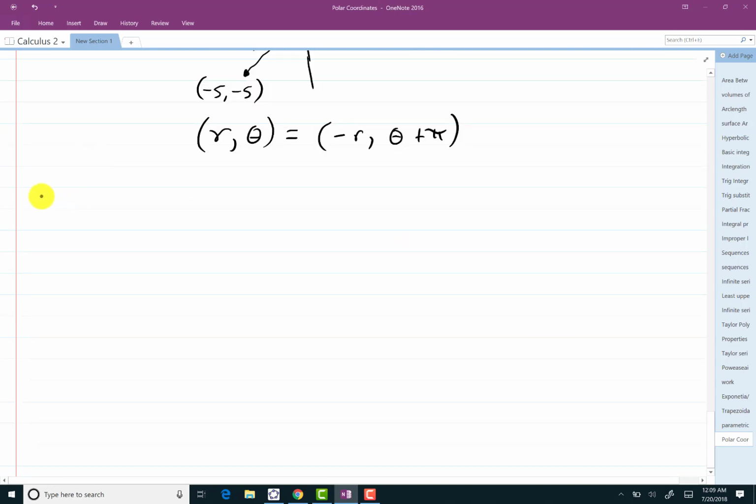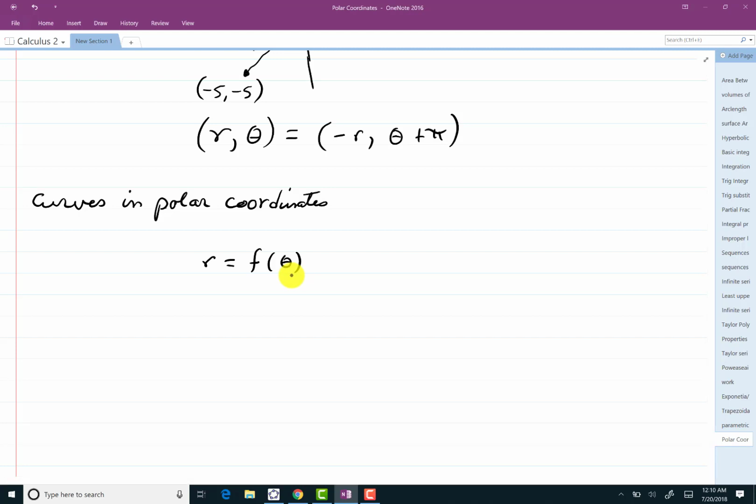We're going to spend a lot of time working with curves in polar coordinates. Polar curves, whatever you want to call them. And usually the way they're going to be written is something like r is going to be a function of theta. And to get us started, let me do an example. I think this is example 8.